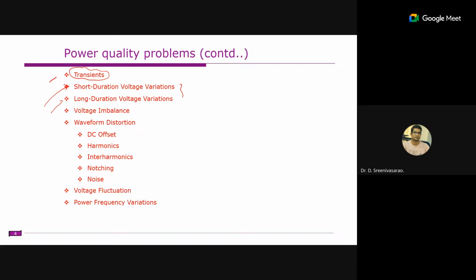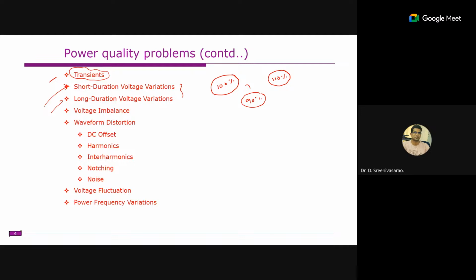Voltage sag means a reduction in the voltage magnitude. For example, assume 100% is the voltage magnitude. If it is reduced to 90%, we have a voltage sag of 10%. If it is increased to 110%, we have a voltage swell of 10%. Depending on how long it lasts, we have short duration and long duration voltage variations. Short duration usually lasts for 2 to 3 cycles, whereas long duration may be persistent, lasting 1 minute or 20, 30 cycles.